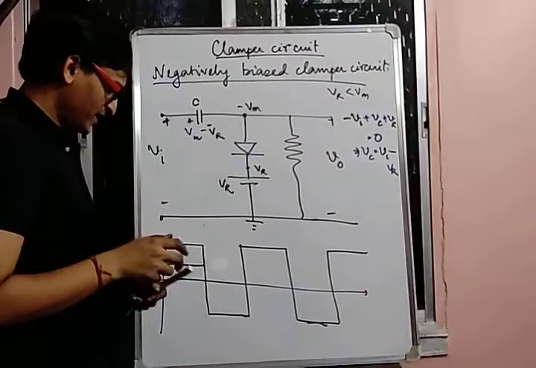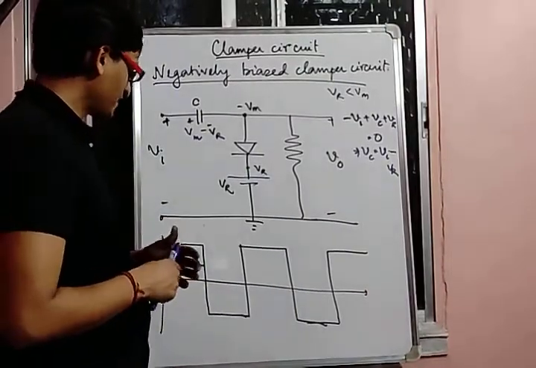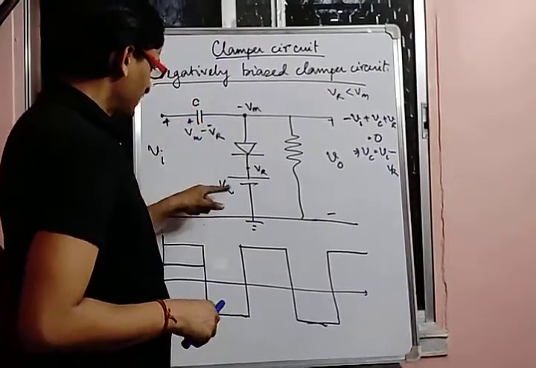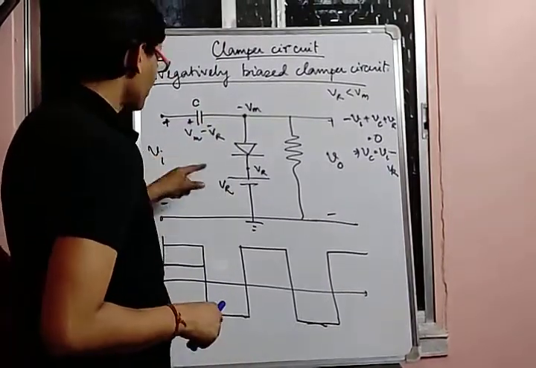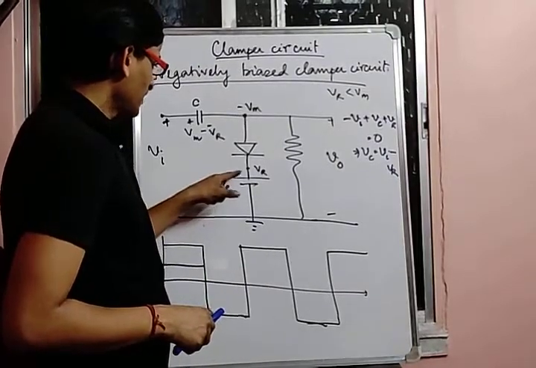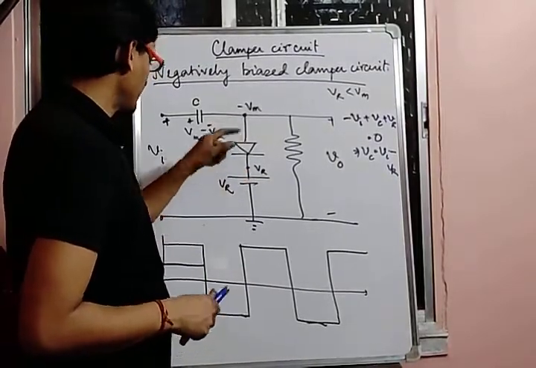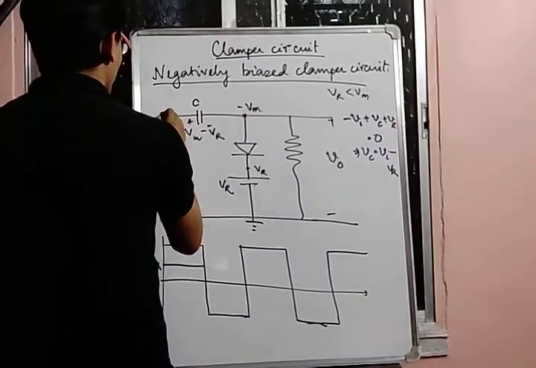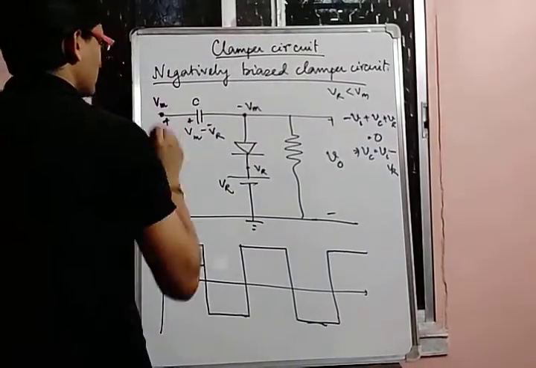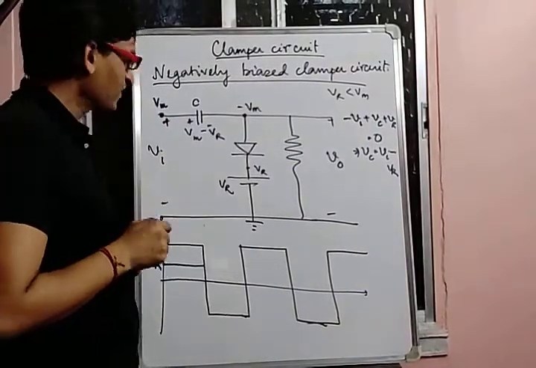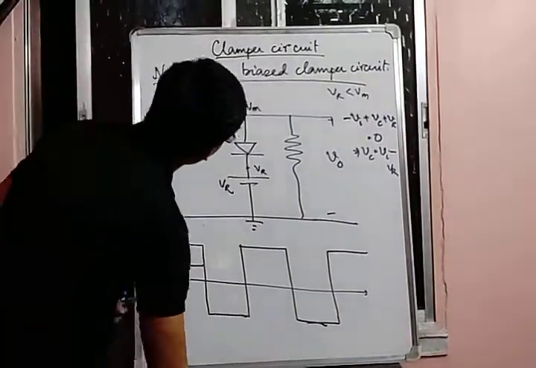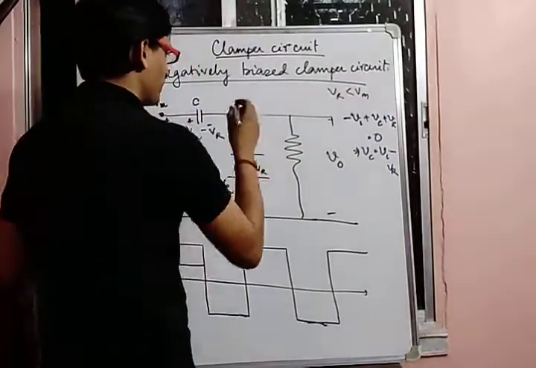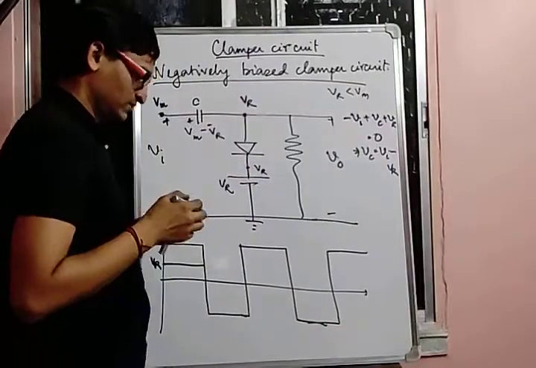So what will happen in the negative half cycle? In the negative half cycle, basically, this voltage is VR, and what about this voltage? Since we have considered this one to be the reference voltage, this voltage has to be VM. So obviously, this voltage will be equal to minus VM. So this voltage will be equal to VR.